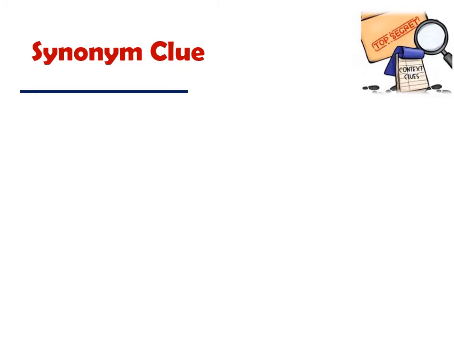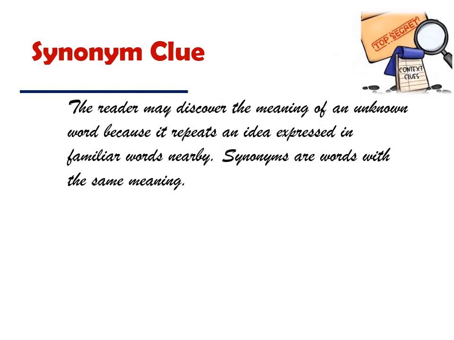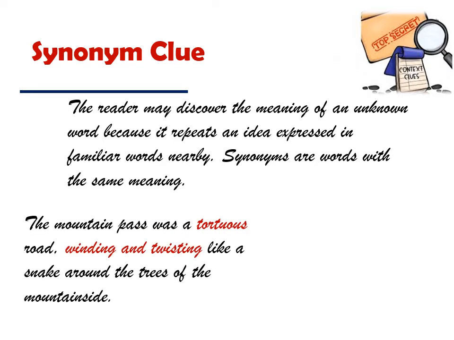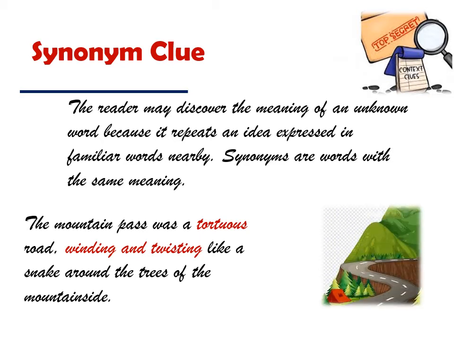Number 3. Synonym restatement clue. The reader may discover the meaning of an unknown word because it repeats an idea expressed in familiar words nearby. Synonyms are words with the same meaning. For example, the mountain pass was a tortuous road, winding and twisting, like a snake around the trees of the mountainside. In here, tortuous means winding and twisting.